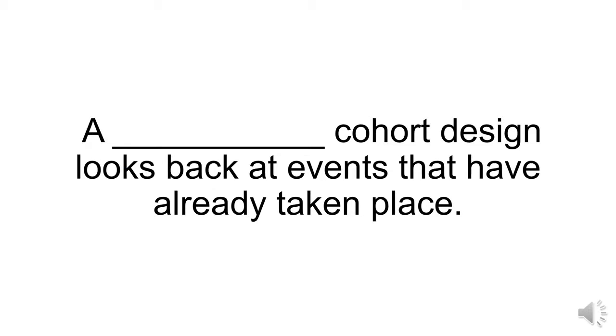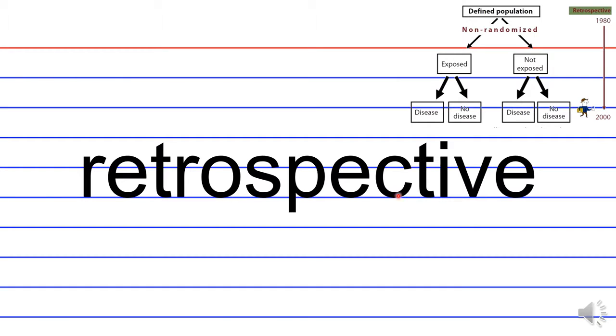A blank cohort design looks back at events that have already taken place. So what type of cohort design does this? Looks back to the past. That would be a retrospective cohort design. So here, let's say the present time was the year 2000, and you go to a study from 1980 and you look back then to study some particular factor. That would be retrospective. Like retro, old school, you're going back in time. So just take this diagram in.